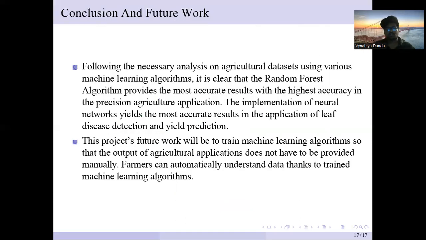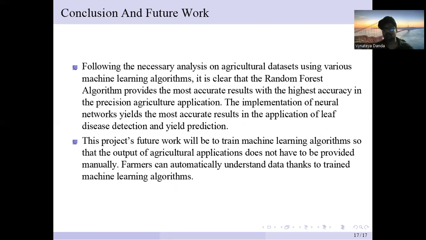So, coming to the conclusion and future work of our research paper. Following the necessary analysis on agricultural datasets using various machine learning algorithms, it is clear that the random forest algorithm provides the most accurate results, with the highest accuracy in the precision agriculture application. The implementation of neural networks yields the most accurate results in the application of leaf disease detection and yield prediction. Also, the project's future work will be to train the machine learning algorithms so that the output of agricultural applications does not have to be provided manually.